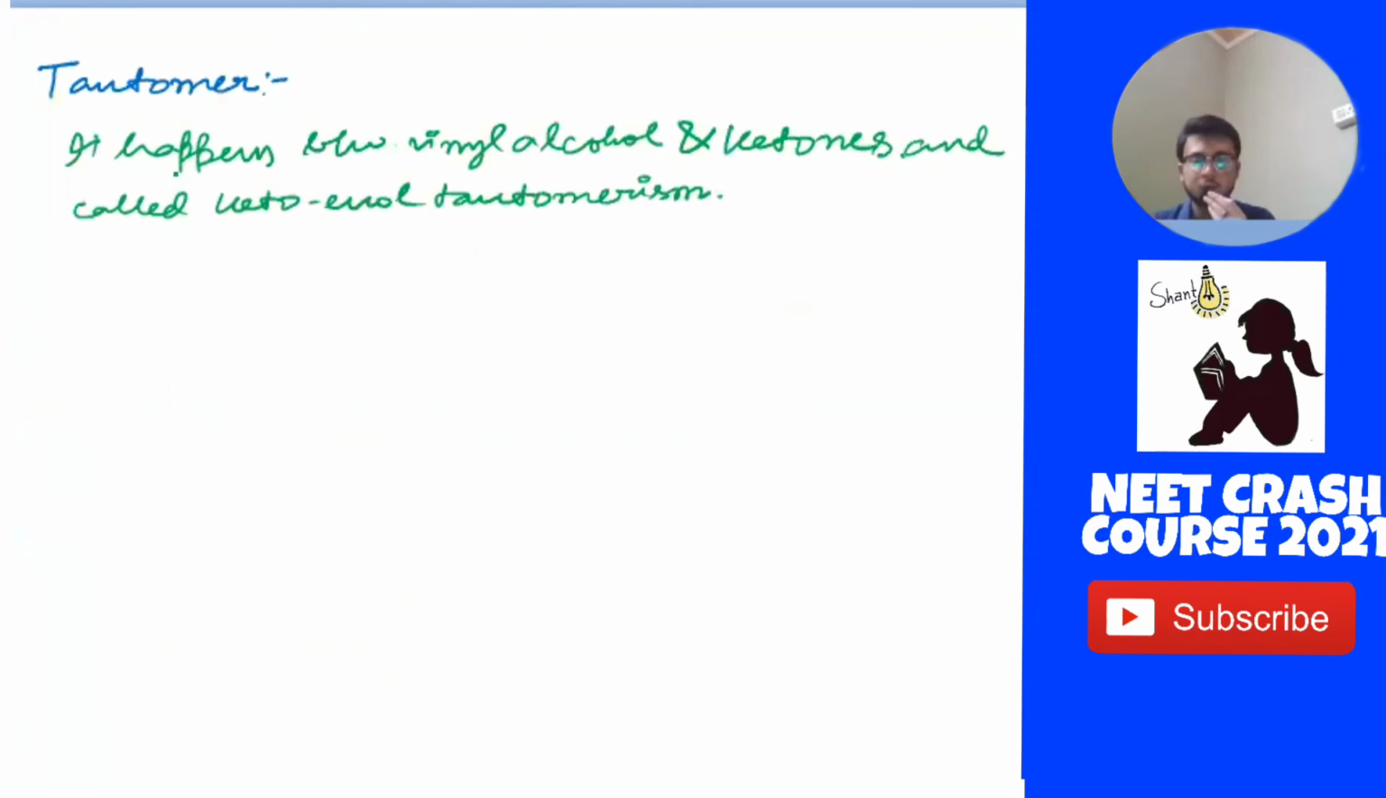Next is tautomerism. It happens between vinyl alcohol and ketones and is called keto-enol tautomerism. Now this keto-enol tautomerism is explained elaborately in our tautomerism in just 5 minutes video. So if you haven't watched it, please go and watch it. The link is given in the description.